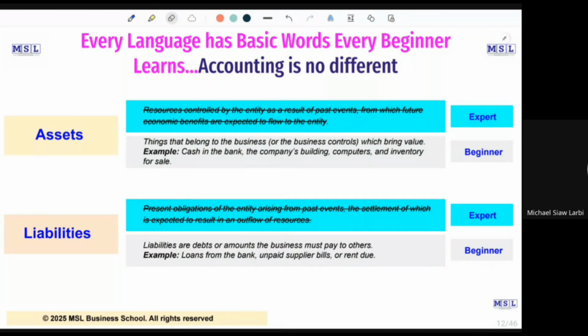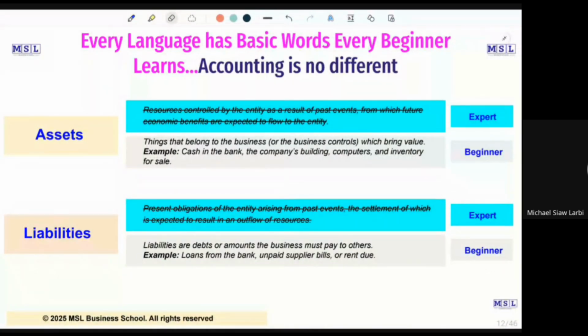So what is an asset? I'm sure everybody here has heard the word asset before, but today we'll put the word asset in the right context. Assets are basically things that belong to the business or that a business controls. Because as you may find out as you progress in accounting, you may not own something legally, but you may have control over that thing, right? So there's something called a lease. I will not bore you with the details.